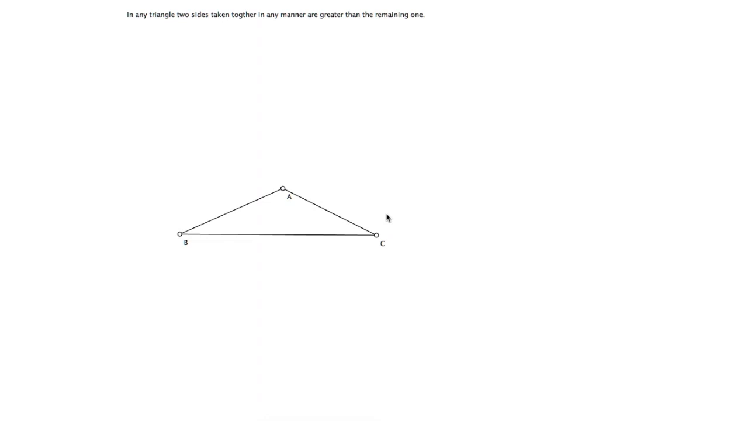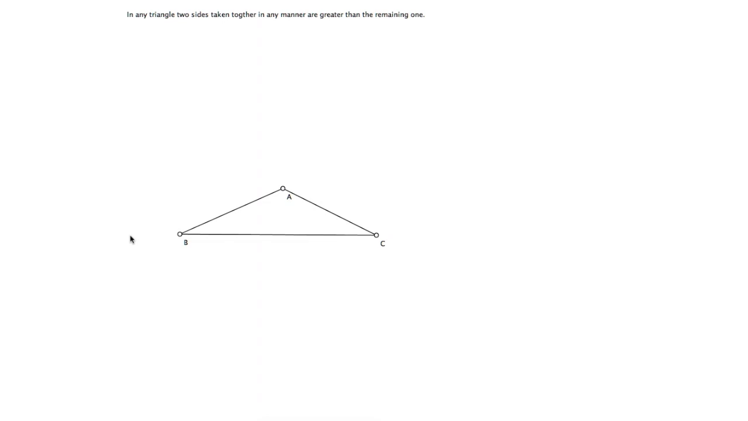The enunciation for proposition 20, of course, is: in any triangle, two sides taken together in any manner are greater than the remaining one. Which means that side BA plus side AC is greater than side BC, or AC plus BC is greater than BA, or BC plus AB is greater than AC. So any two sides, doesn't matter which order we take them in, but any two are going to be greater than the remaining side.